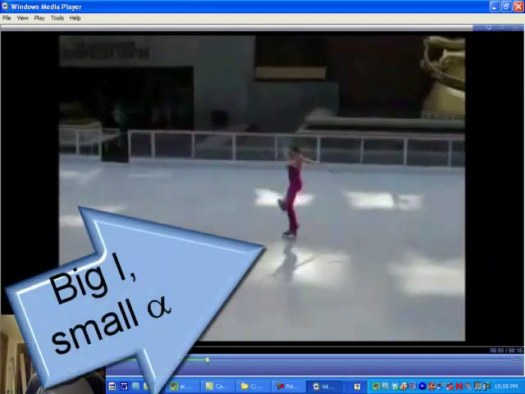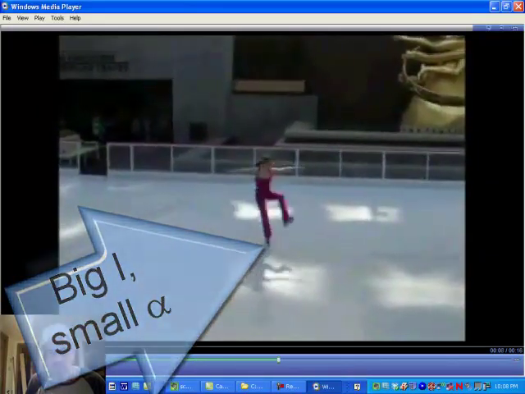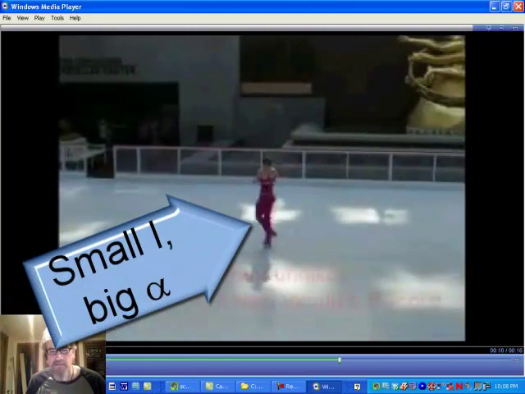Slow spin, weight spread out. She pulls the mass in, and she spins faster and faster.